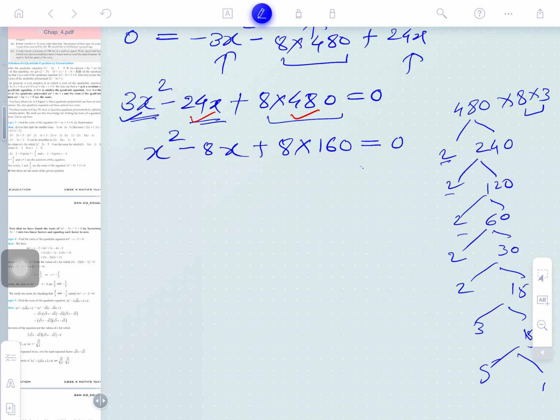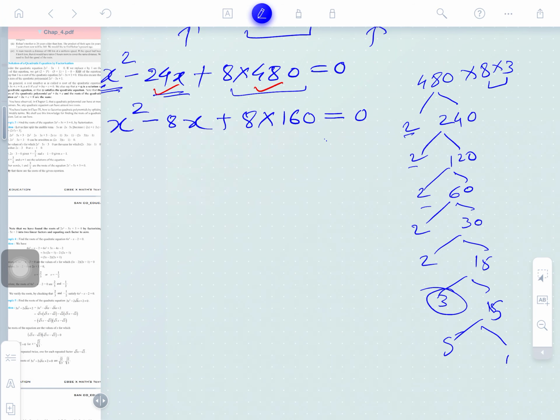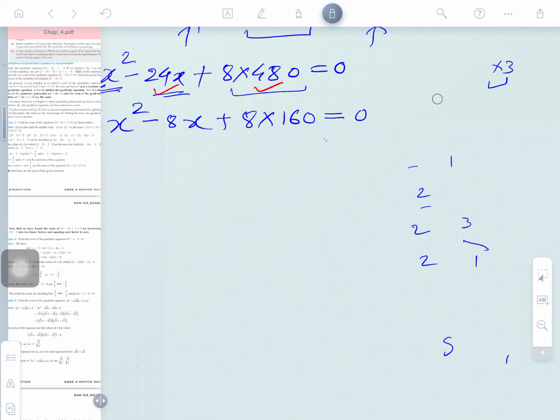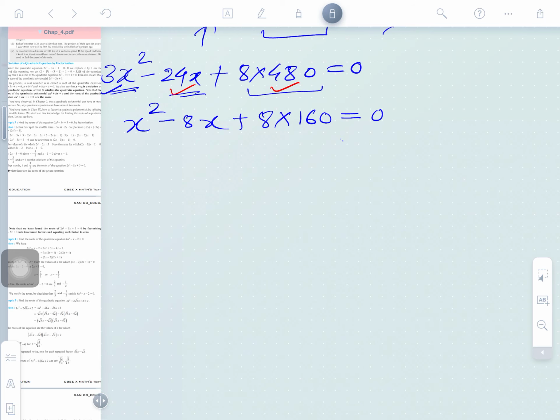Now the numbers have become smaller, so the 3 is cancelled here. The factors will change now, and new factors will come here. So what will be the new factors? 8 and 160. 160 divided by 2 goes to 80, again 2 is 40, again 2 is 20, again 2 is 10, again 2 is 5.